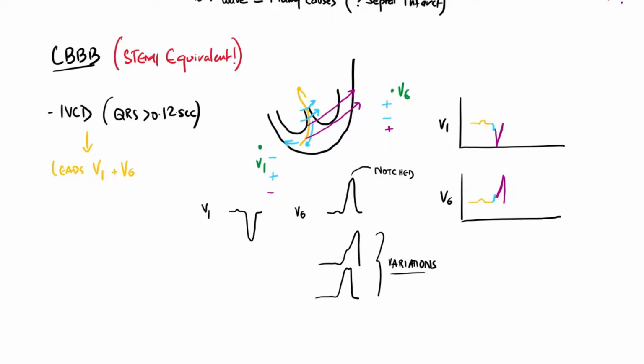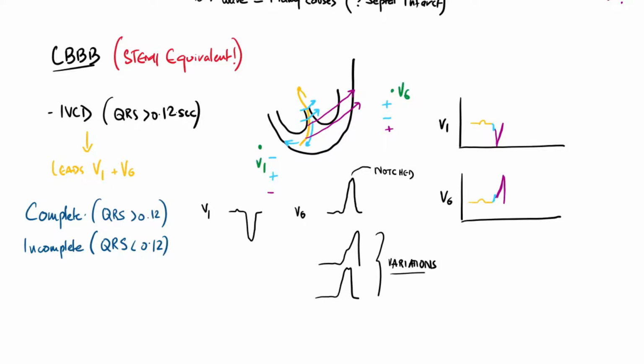The next bit is that this could be either a complete left bundle branch block or an incomplete one. An incomplete left bundle branch block is extremely rare and you're unlikely to encounter it. The difference between the two is that a complete one is going to be more than 0.12 seconds and vice versa for the incomplete one.